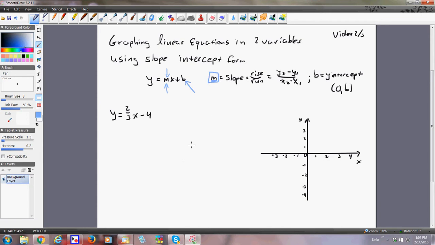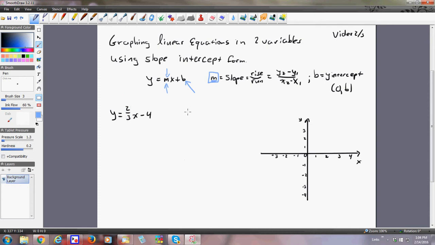But here's the key. M is really just a number that describes how steep your slope is. So in this example here, our m is 2 over 3. It means for every 3 units we go to the right, we're going to go up 2 units. So it's rise 2 over 3. Now you need to figure out where to start.